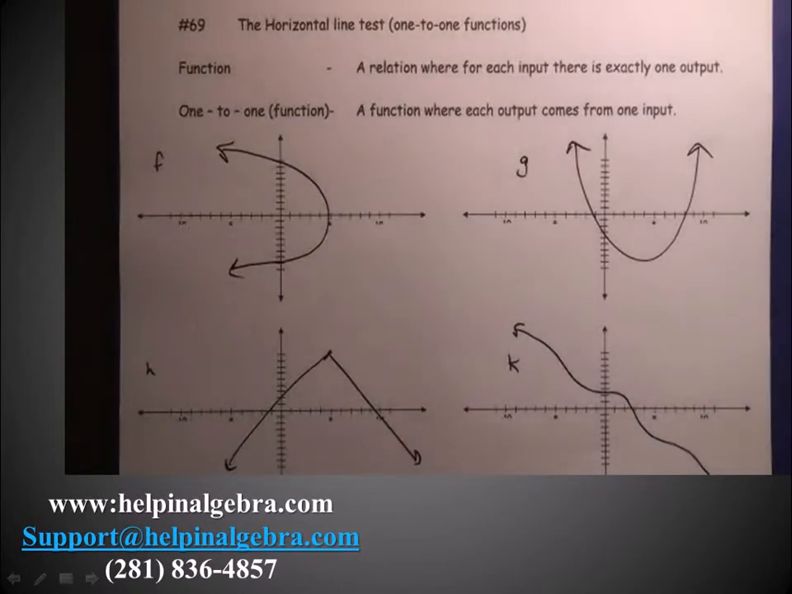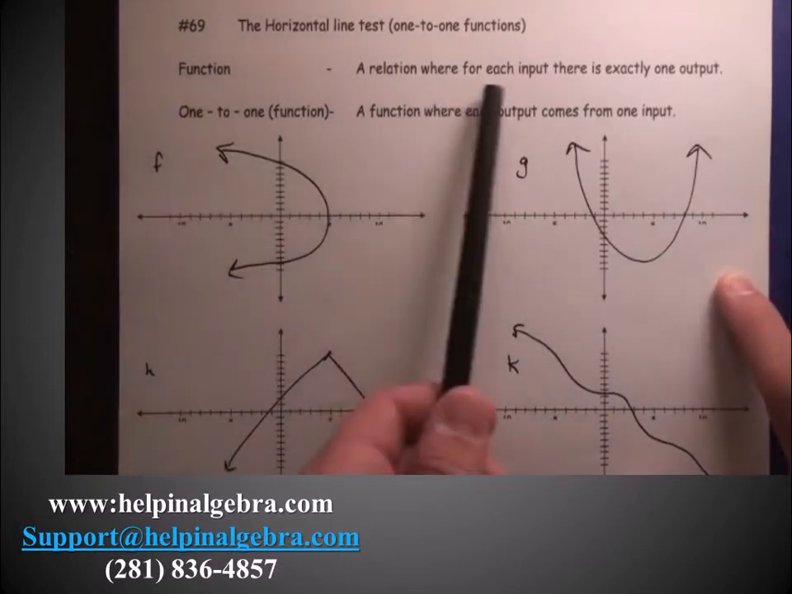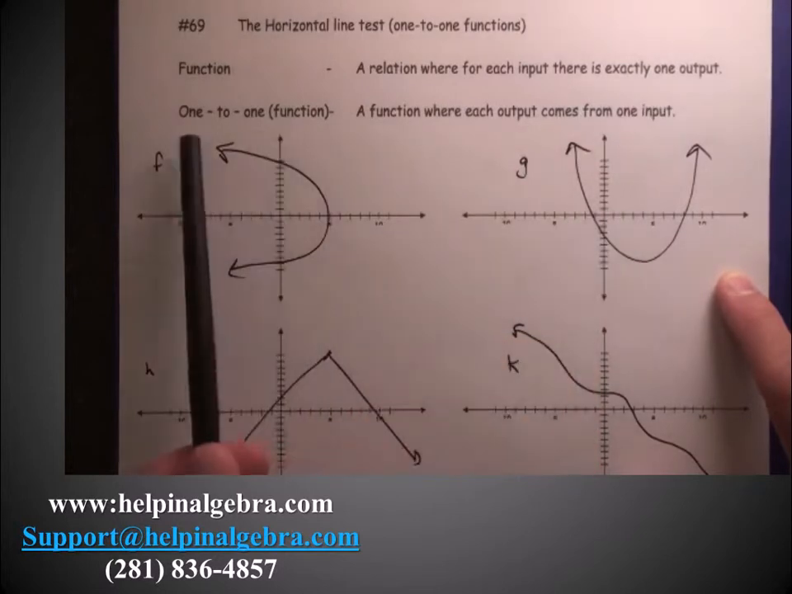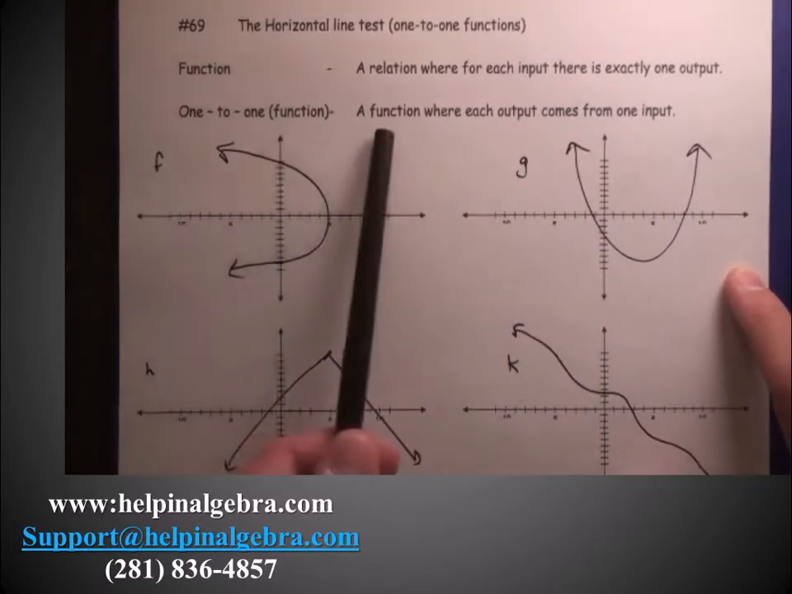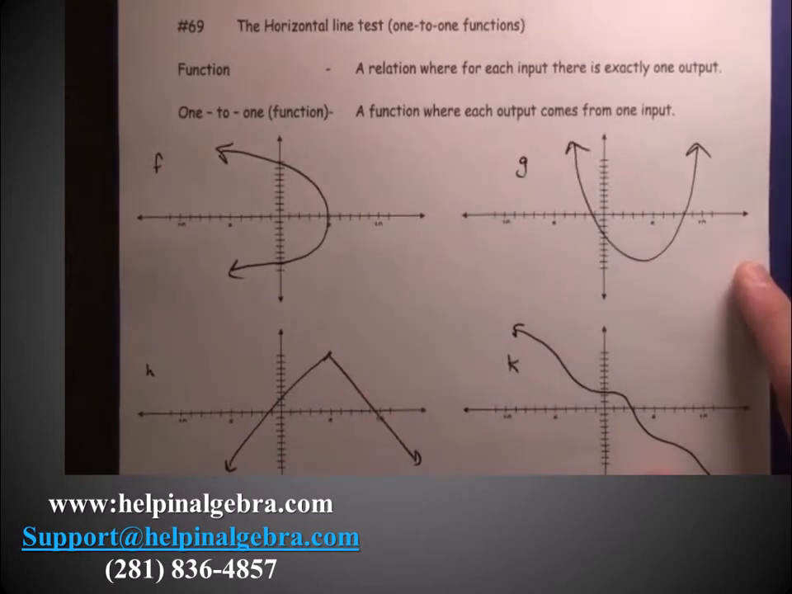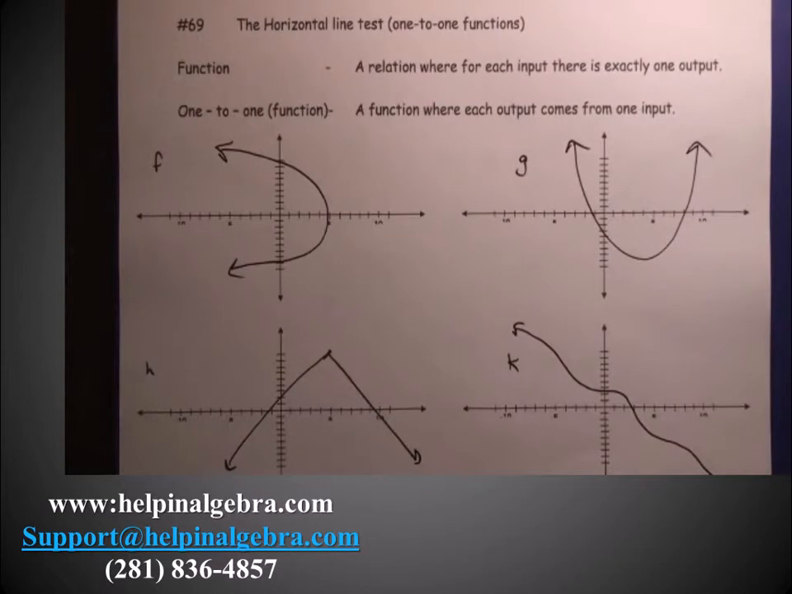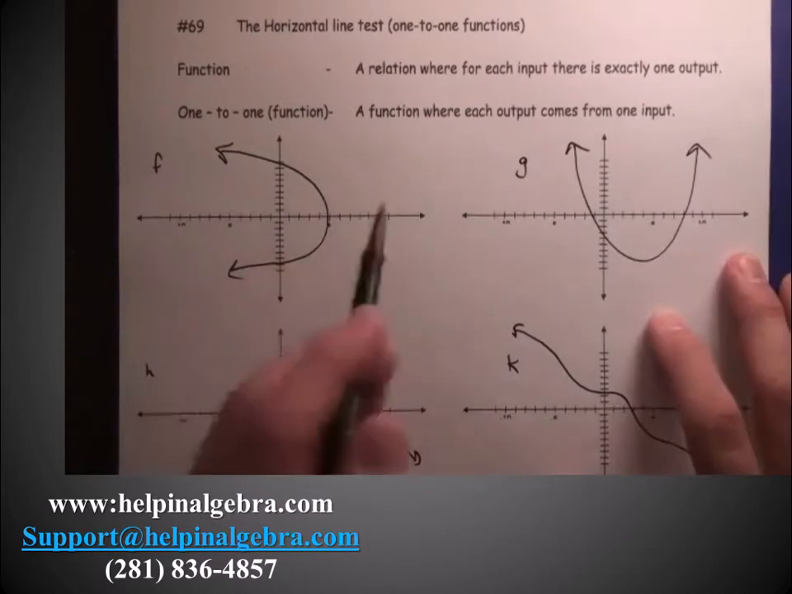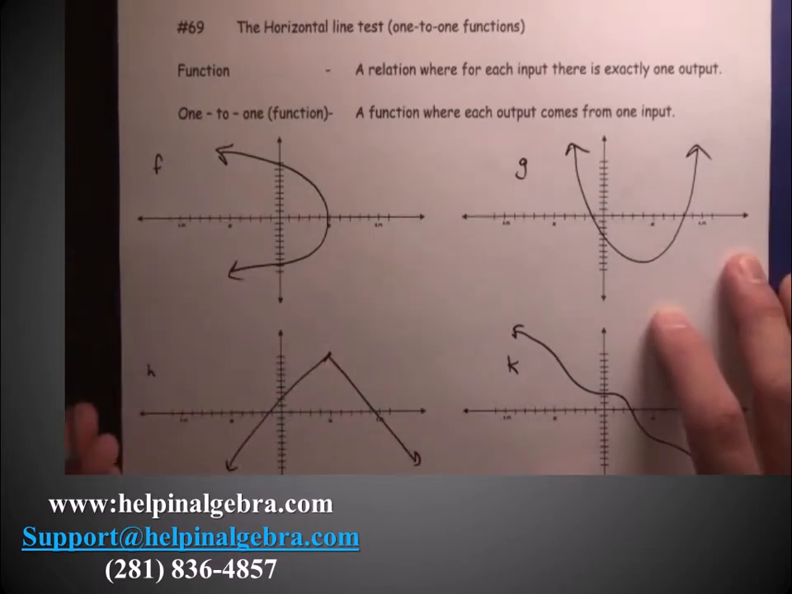69, the horizontal line test to determine if functions are one-to-one. Just to review, a function is a relation where for each input there's exactly one output. And a one-to-one function is a function where each output comes from one input. So we use this horizontal line test. Basically it goes like this. If you were to draw a number of horizontal lines, will the function touch at one spot?